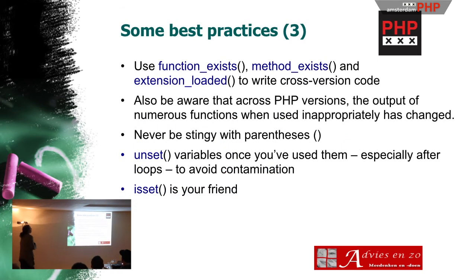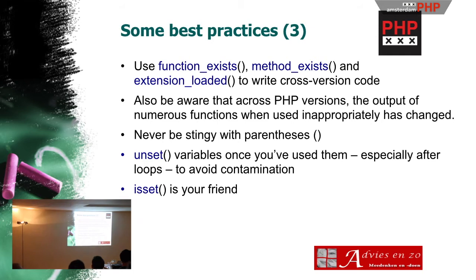The function exists, method exists, extension loaded functions are there for a reason. Use them. Like the string length one, if you know you're using a different encoding and you've got extension loaded mbstring, use it. So use those tests to write cross-version code. Use it also to test for which PHP version you're on, if it's a really important thing that something works in a particular way which might have changed over versions.